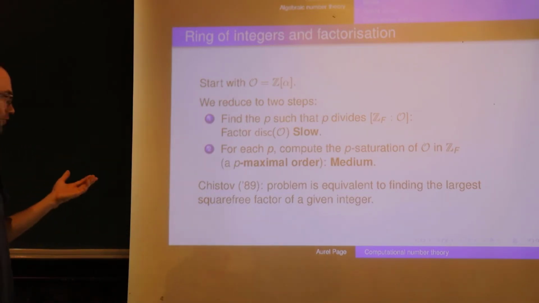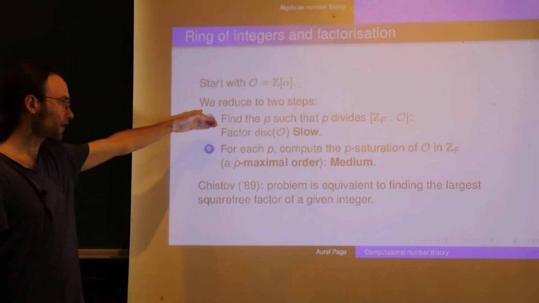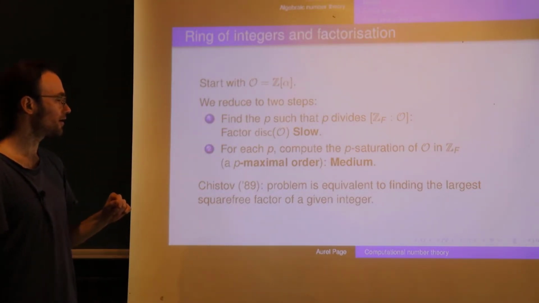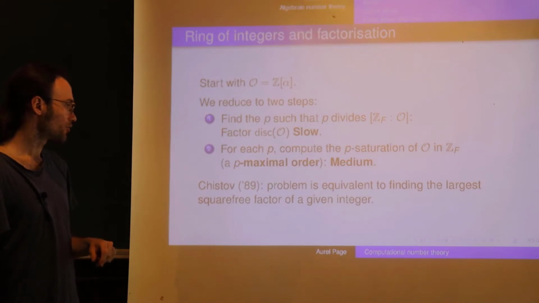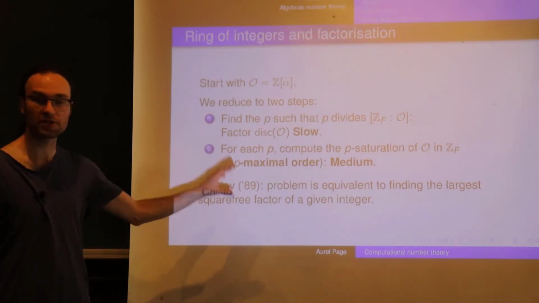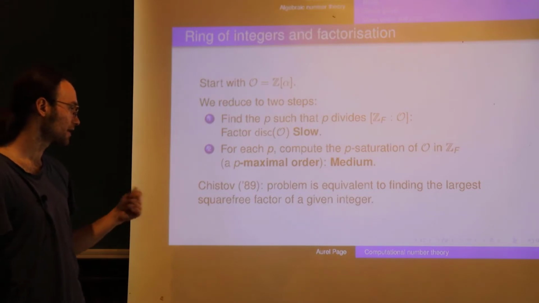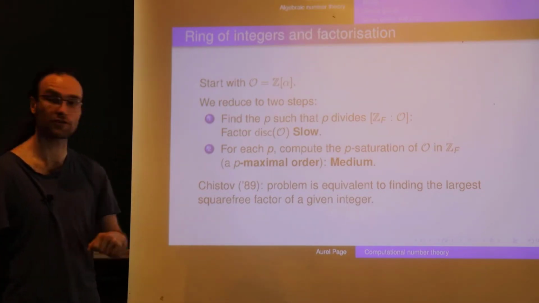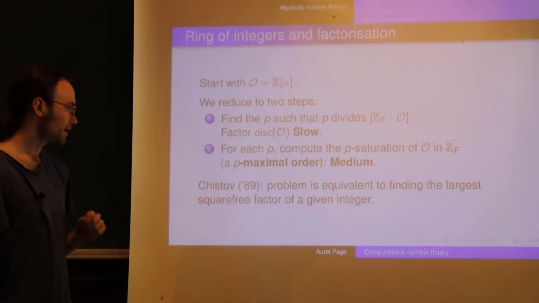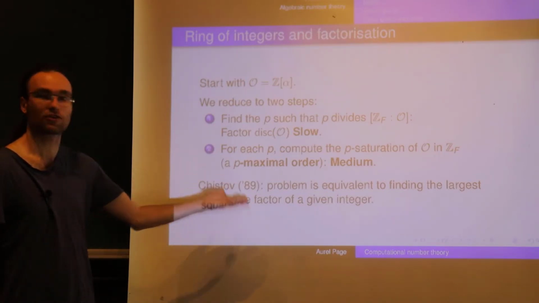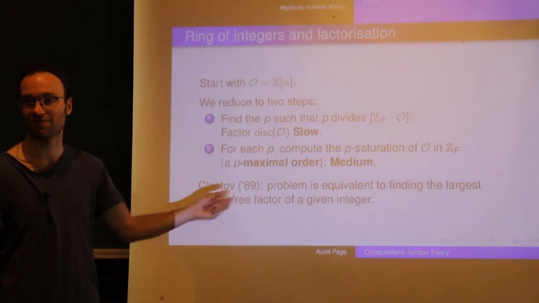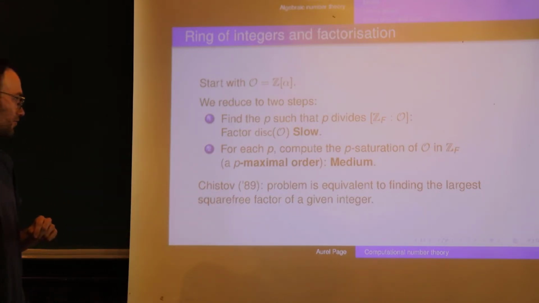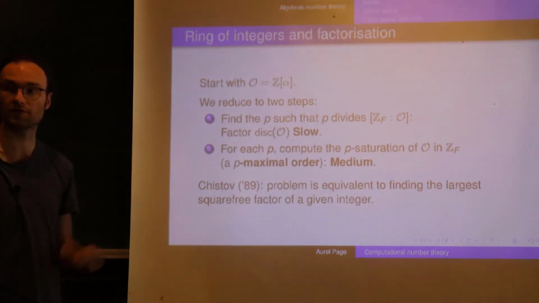And again, this is a bit of a frustrating problem because we're reduced to factoring the discriminant, but it doesn't look like it's completely necessary. In fact, you can prove the following. The problem of computing the ring of integers of arbitrary number fields is equivalent to the problem of finding the largest square-free factor of a given integer. And this looks like it could be easier than complete factorization, but we have no idea how to do it faster. So, yeah, this is for the factorization part, and now we will focus on this part, computing a p-maximal order.